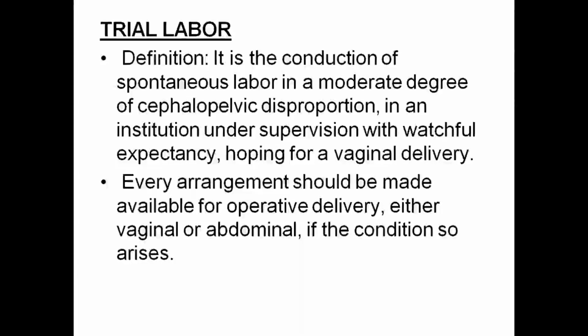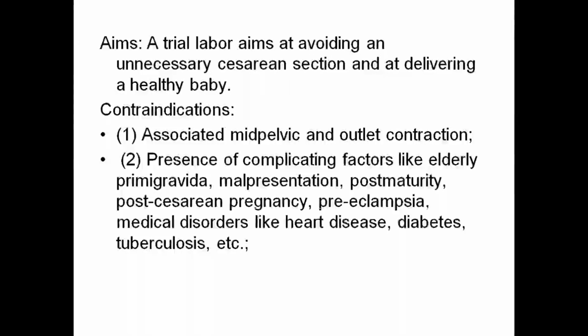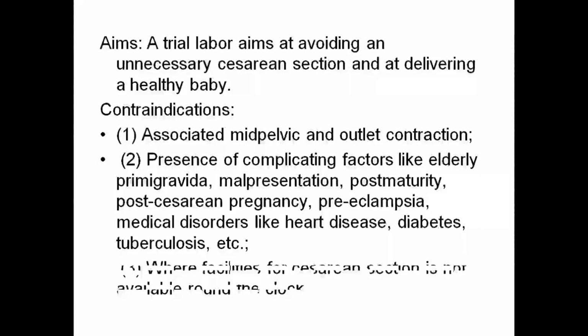Every arrangement should be made available for operative delivery, either vaginal or abdominal, if conditions arise. Aims: a trial labor aims at avoiding an unnecessary cesarean section and delivering a healthy baby. Contraindications: associated mid-pelvic and outlet contraction, presence of complicating factors like elderly primary gravida, malpresentation, post-maturity, post-cesarean pregnancy, preeclampsia, medical disorders like heart disease, diabetes, tuberculosis, where facilities for cesarean section are not available round the clock.